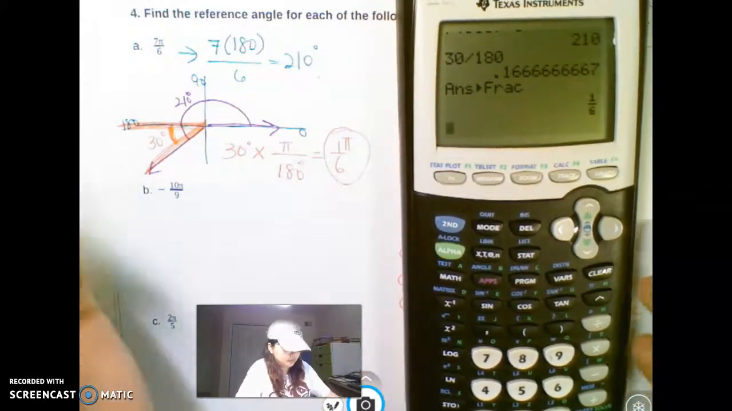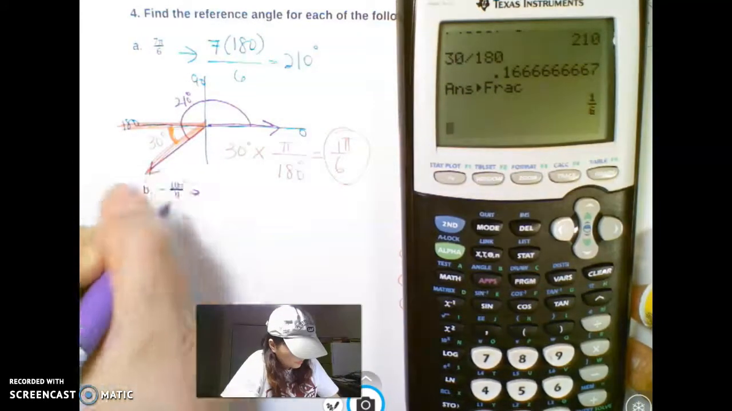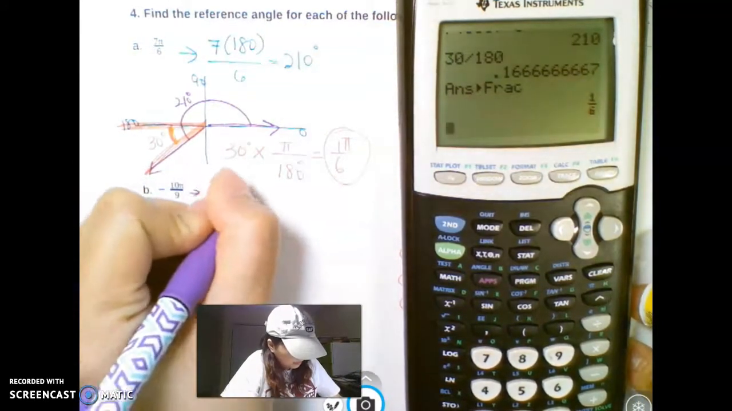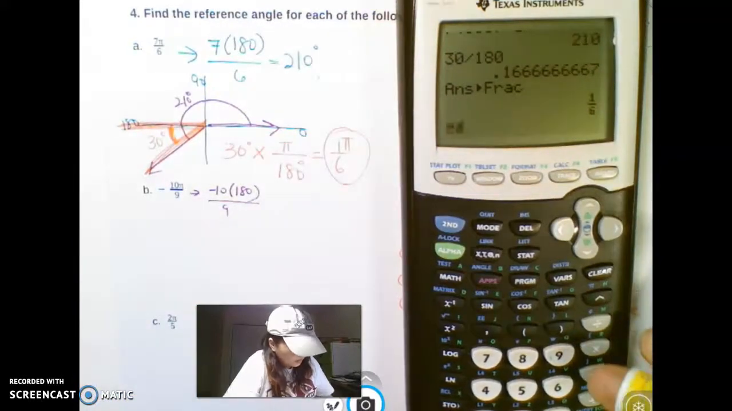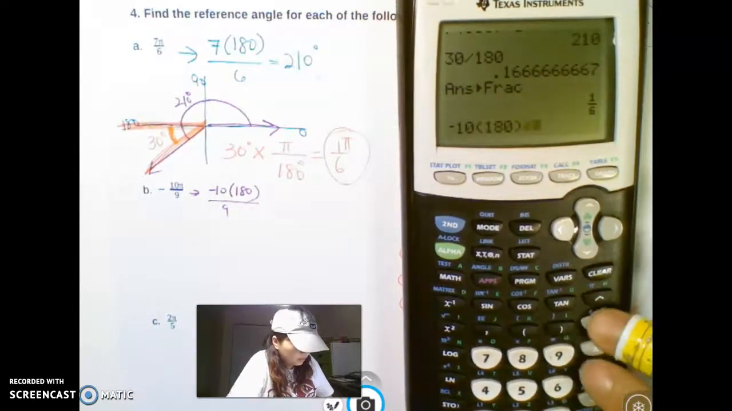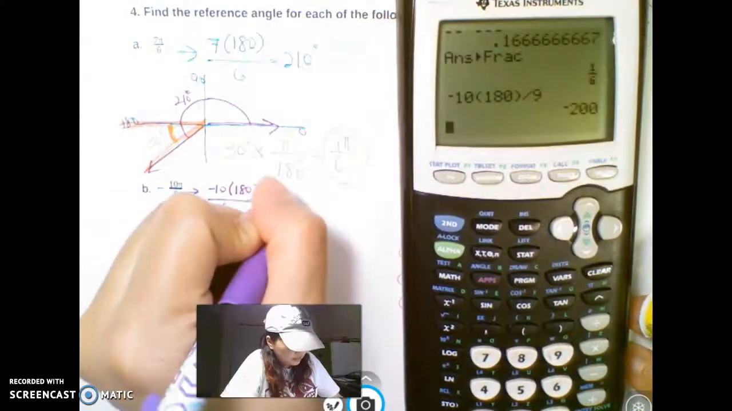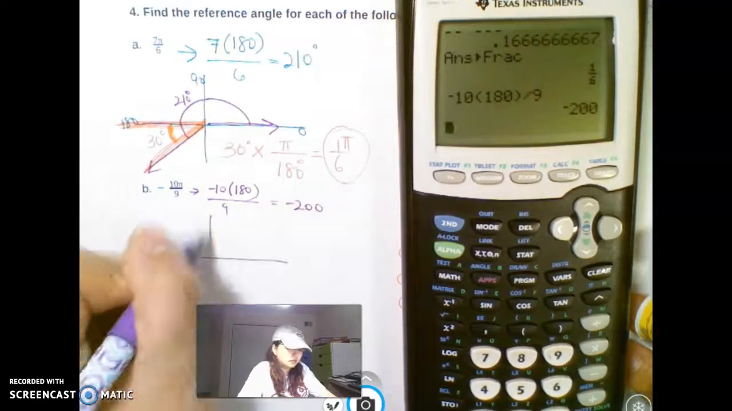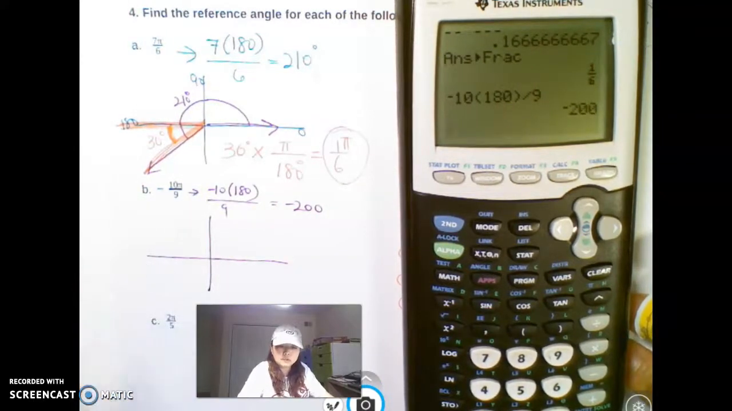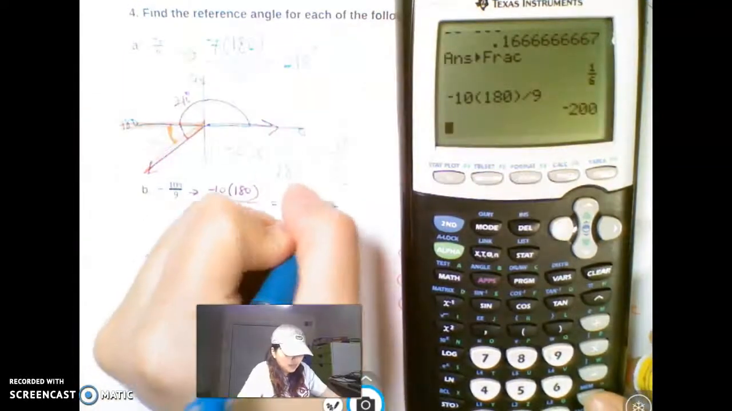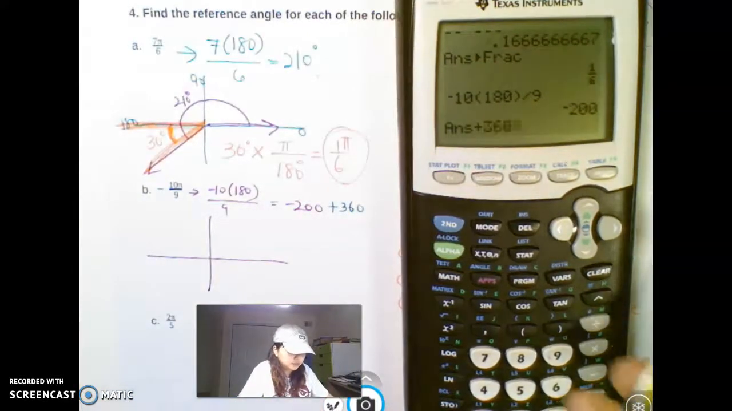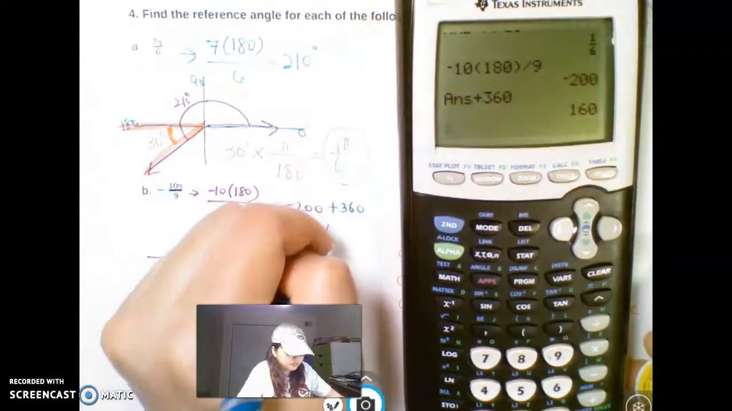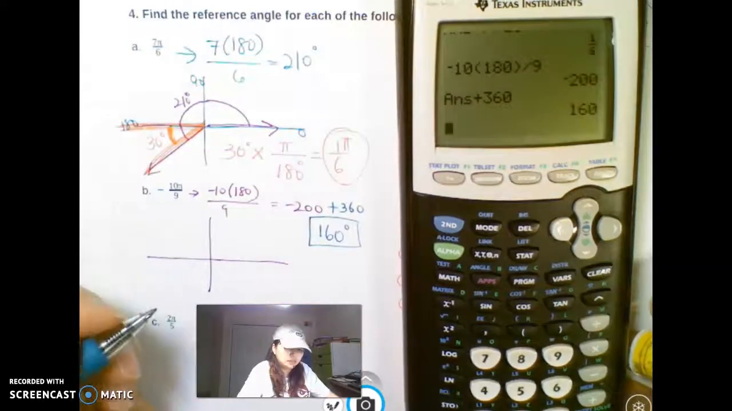Let's try B. To convert, I'm replacing the pi with 180. Negative 10, 180 divided by 9. It is negative 200. Well, I cannot draw negative 200, can you? I don't know where that is. So we want to find the coterminal angle to negative 200. How? We go around the circle. We add a circle, 360 plus negative 200, that's 160. Now, is that something you can draw in here?